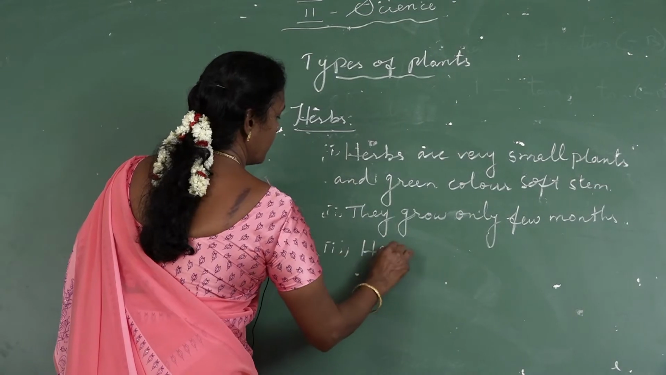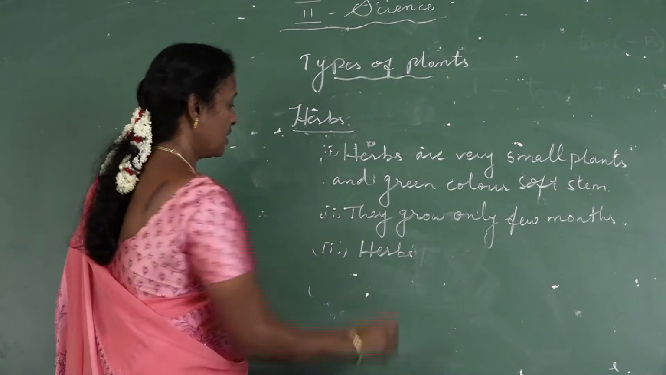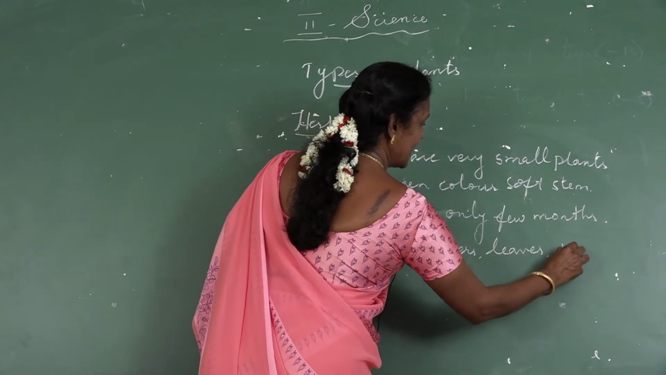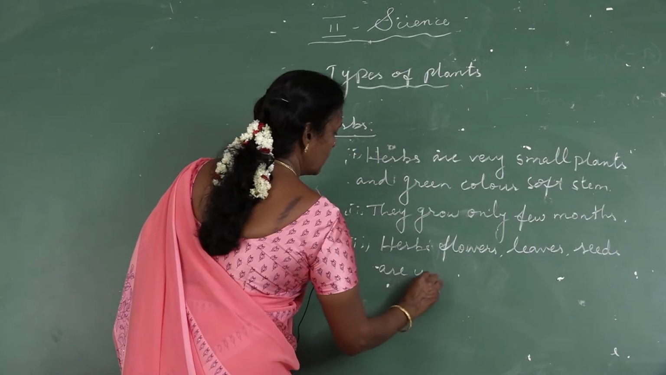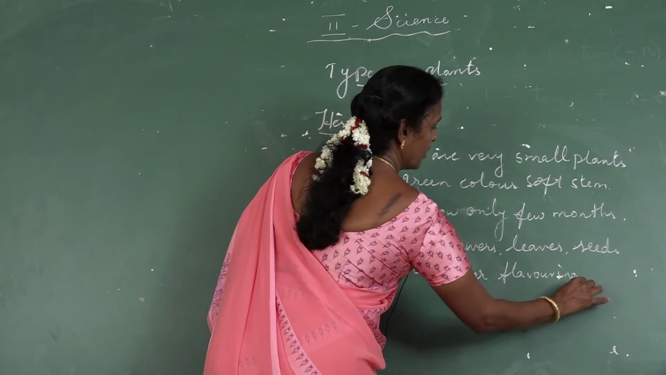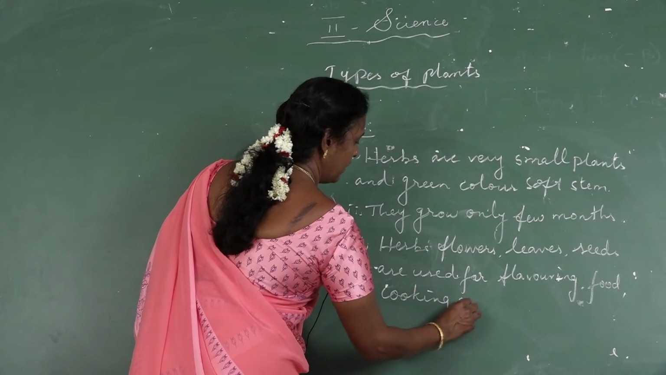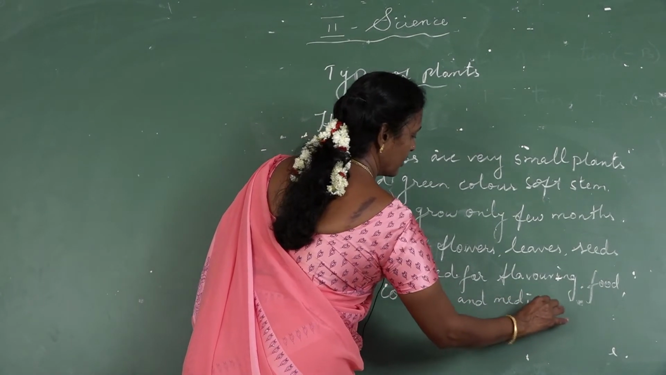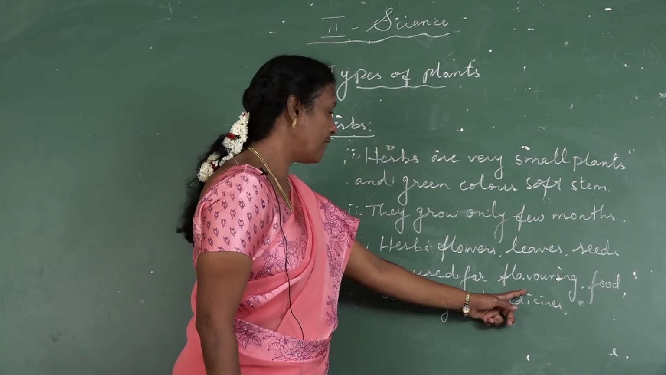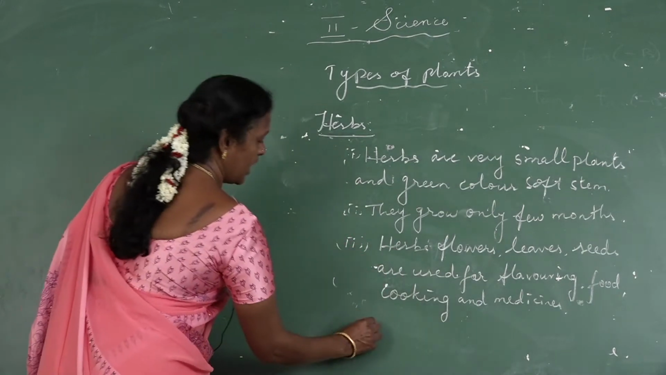Herbs' flowers, leaves, and seeds are used for flavoring, food, cooking, and medicine. You see, what is the example of the herbs?